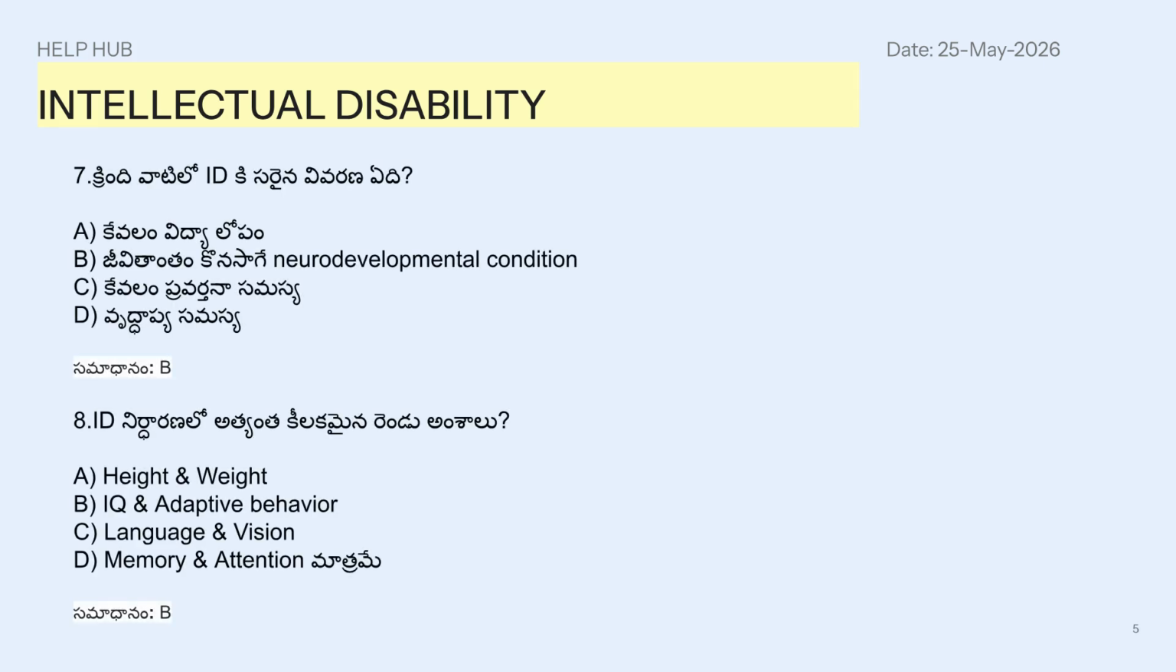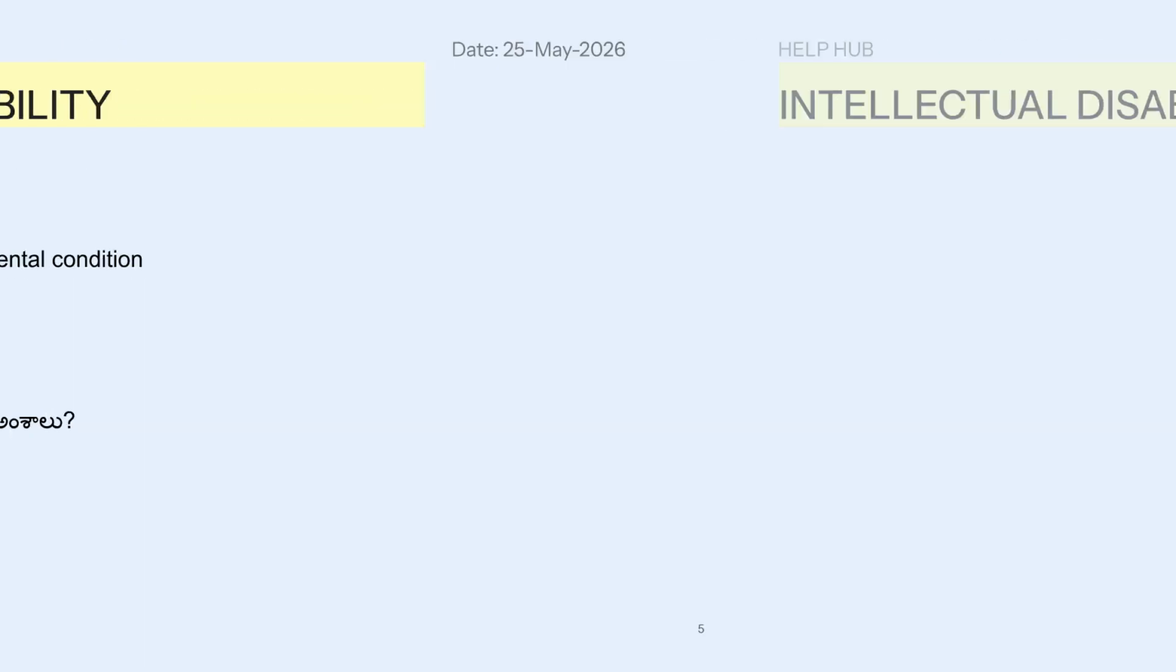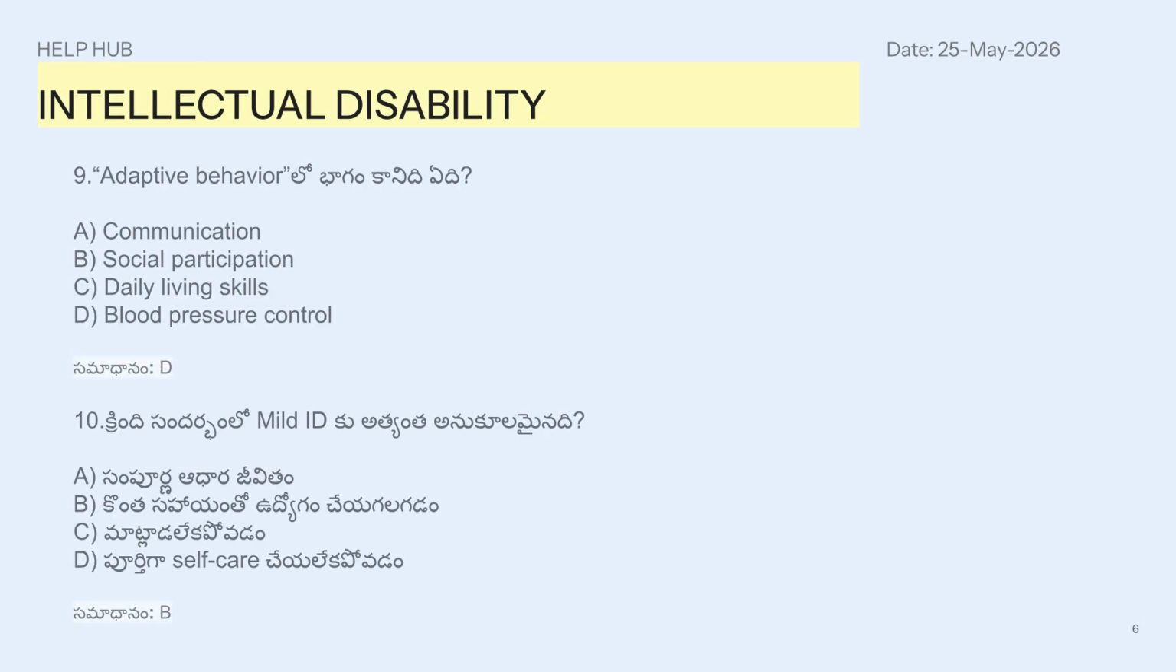Question 8. What are the two most critical factors in diagnosing ID? The answer is B. IQ and adaptive behavior. Question 9. Which is not part of adaptive behavior? The answer is D. Blood pressure control. Question 10. Which of the following scenarios is most appropriate for mild ID? The answer is B. Being able to work with some support.